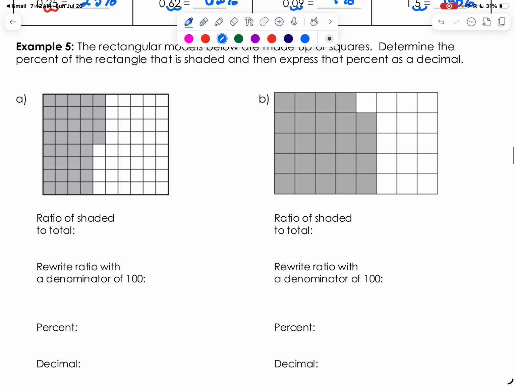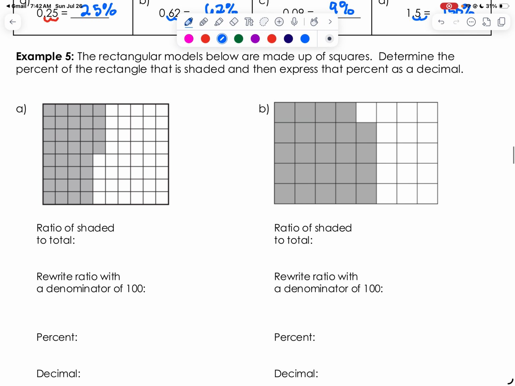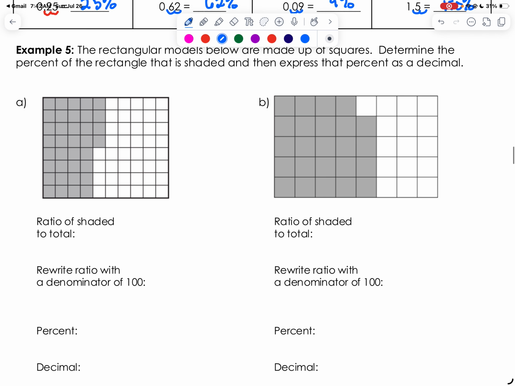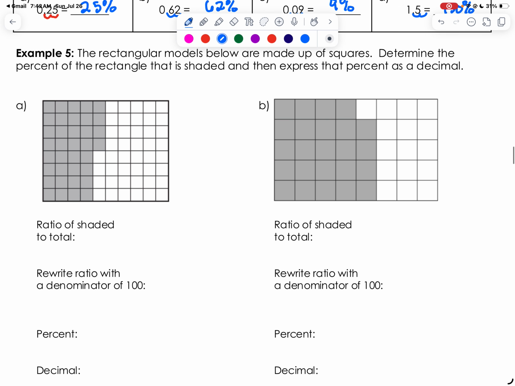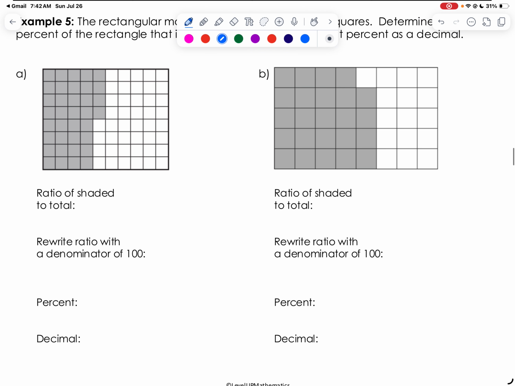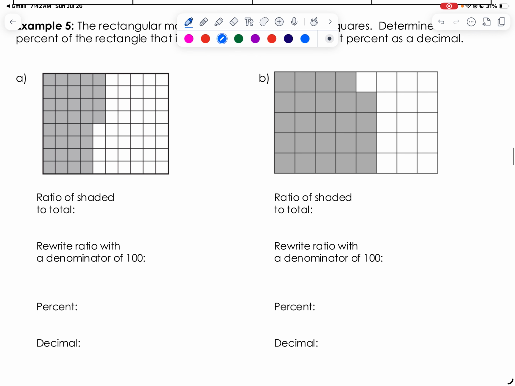Example 5. The rectangular models below are made up of squares. Determine the percent of the rectangle that is shaded and then express that percent as a decimal. So, first of all, remember we're going to get the ratio of shaded squares to total. So let's see how many total we have. 1, 2, 3, 4, 5, 6, 7, 8, 9, 10. 1, 2, 3, 4, 5, 6, 7, 8. So this time our total is 80.